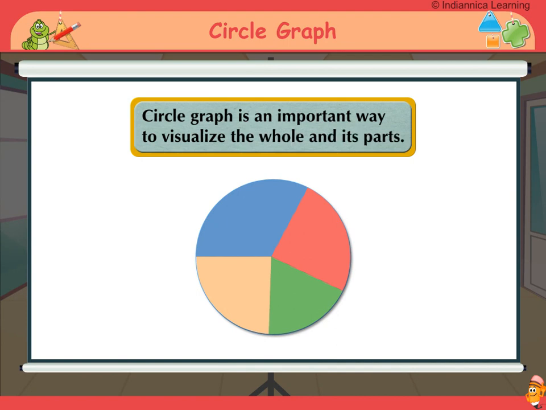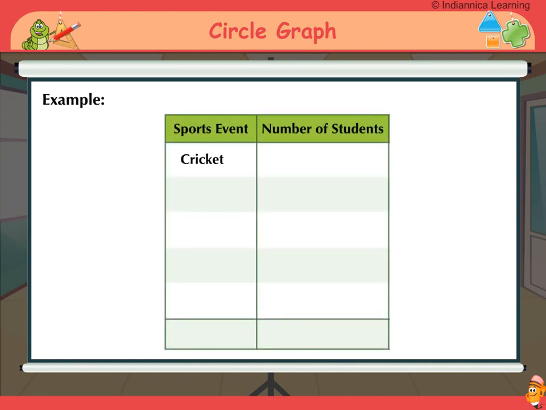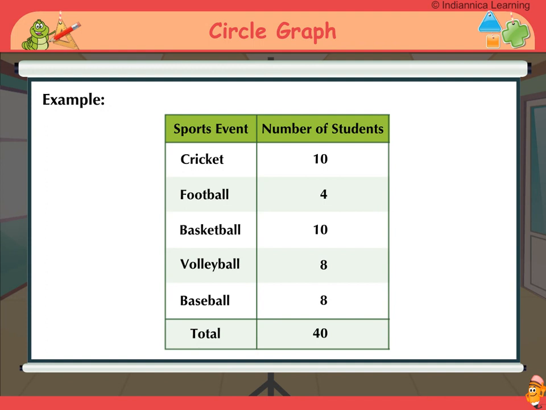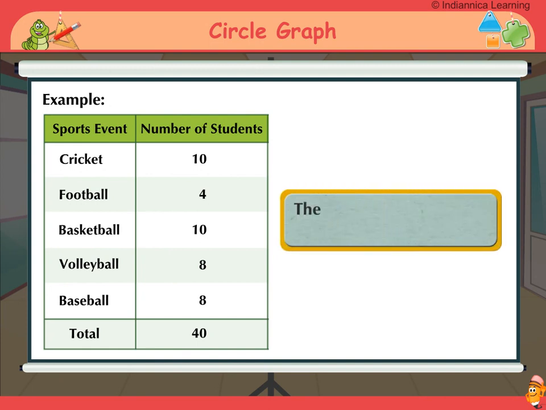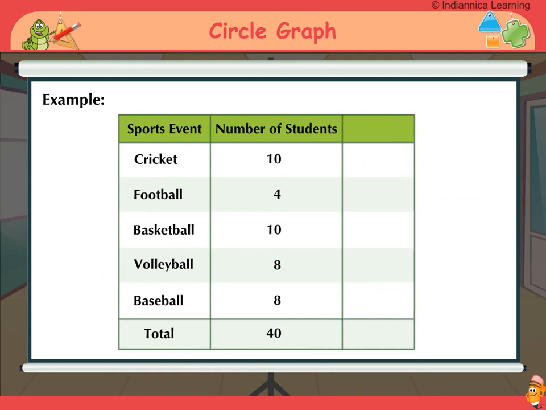Let us take an example. A teacher records the participation of the students of her class in various sports events in a table. Let us learn to represent this information on a circle graph. The first step is to find the fraction of each category. For that, we add another column to the table with the title Fraction.